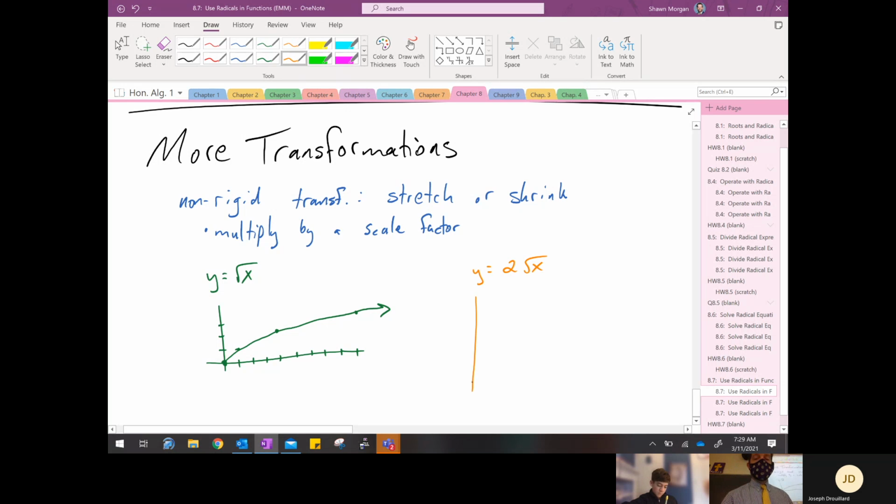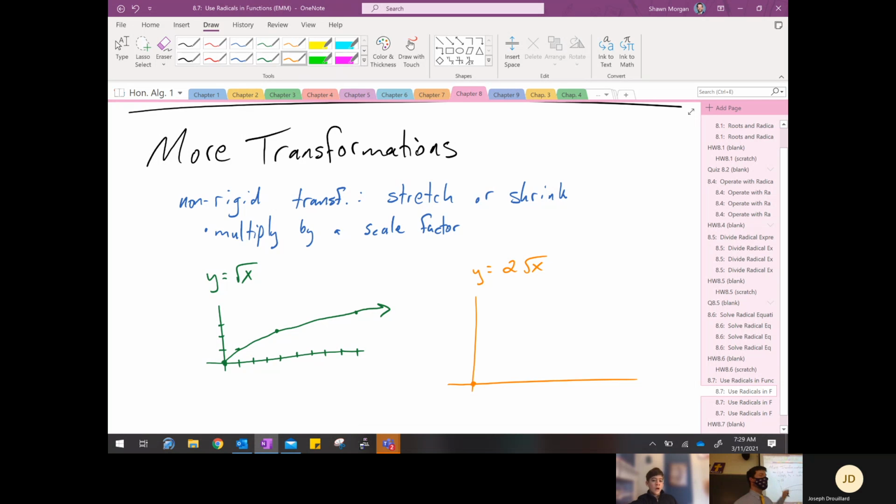Because watch now what happens. You see those outputs over there on the green one. When I plug in 0 over here, I get out 0. What do I get when I plug in 0 over here? Square root of 0 is 0. 0 times 2 is 0. I still get out 0. So that starting point doesn't change. This isn't a change of position. It's not a shift or translation. It's a change of size.